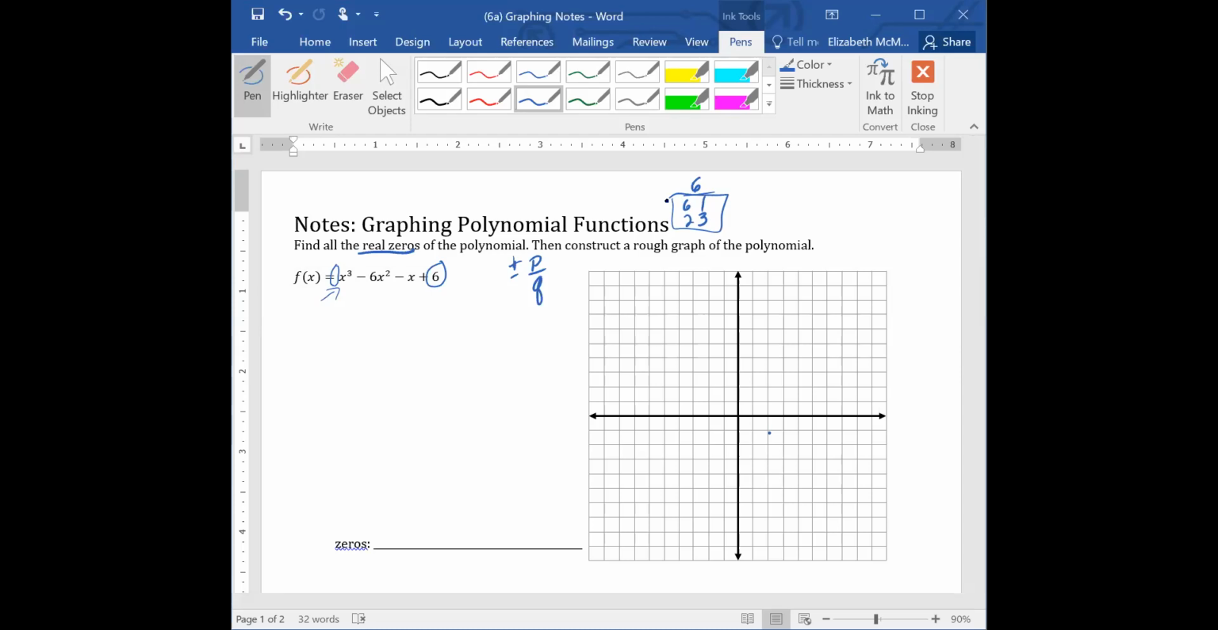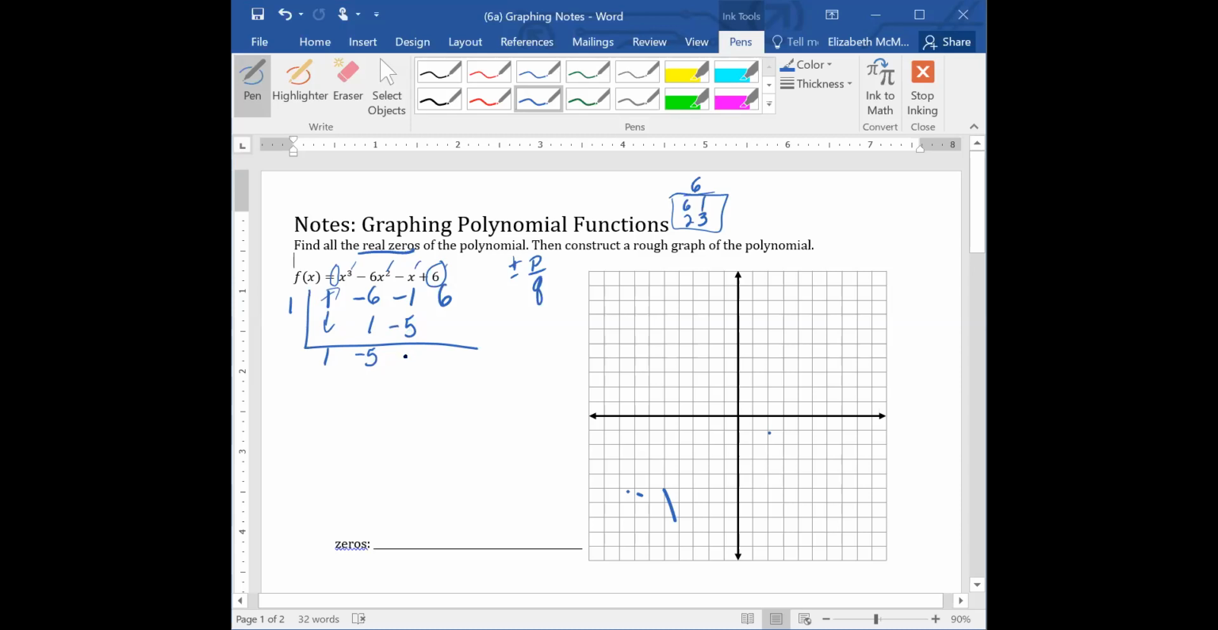First we need to set up our synthetic division, and we're just going to start with positive 1. Let's list all of our coefficients: I have a 1, a negative 6, a negative 1, and a 6. Looking to make sure that we don't need to put in any placeholder zeros: I have x to the third, x squared, x, and then a constant, so I'm good. Bring down my 1. 1 times 1 is 1. Negative 6 plus 1 is negative 5. Negative 5 times 1 is negative 5. Negative 1 plus negative 5 is negative 6. Negative 6 times 1 is negative 6, and that is 0. Yay, so that works.